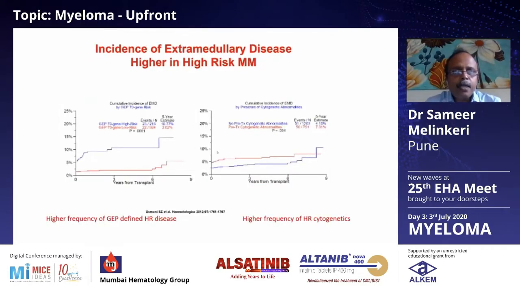It is noted that patients who have extramedullary disease tend to have a higher frequency of gene expression profiling defined high-risk disease. And also, in general, the high-risk cytogenetics tend to occur with a higher frequency in patients who have extramedullary disease.